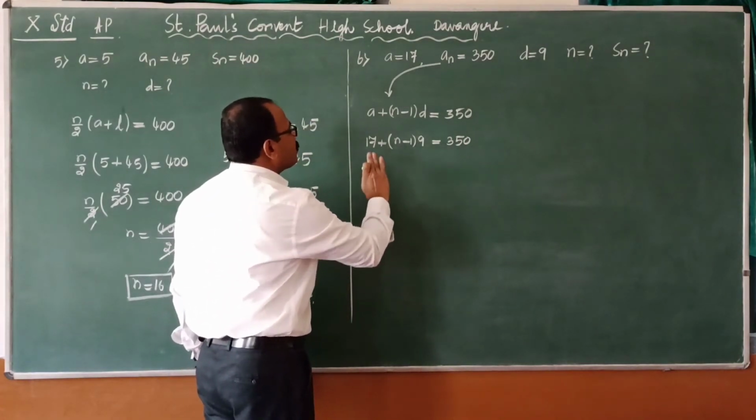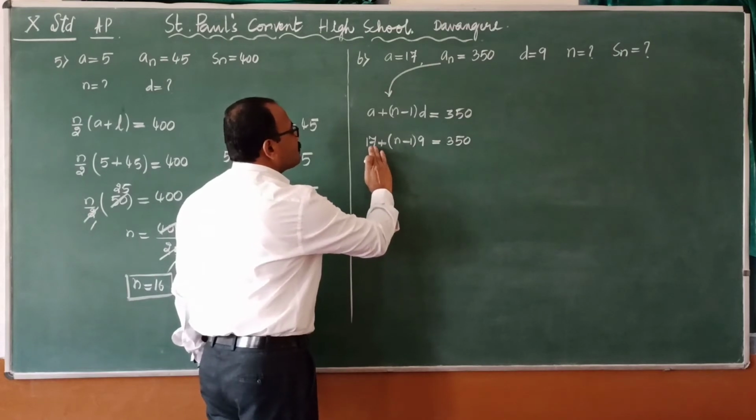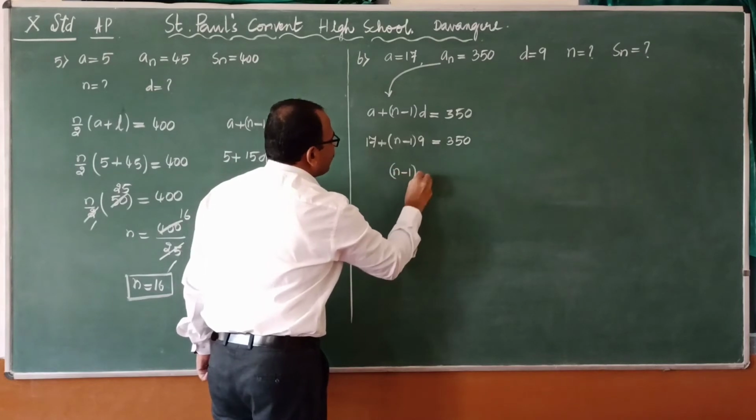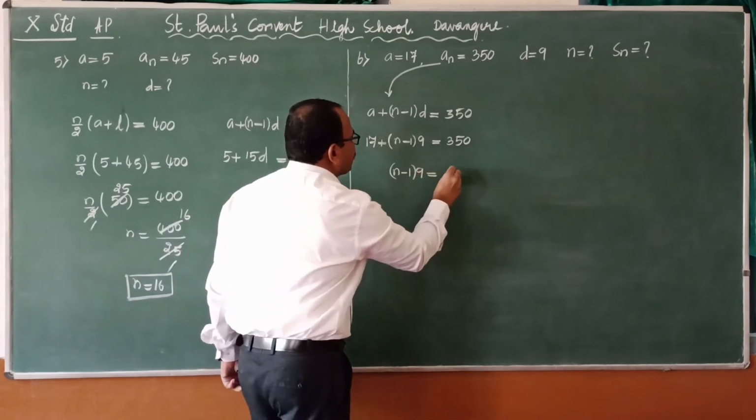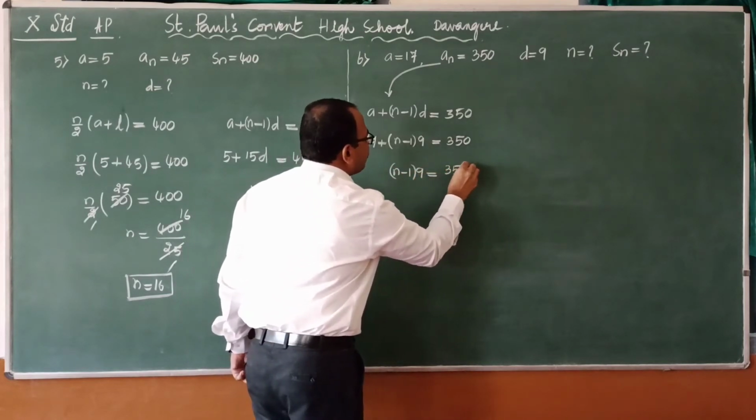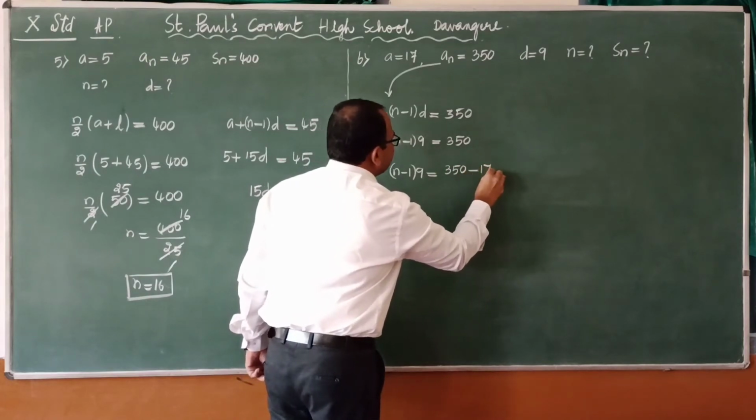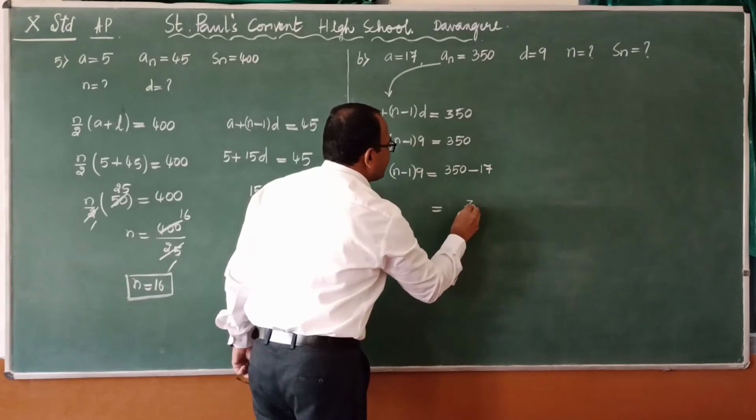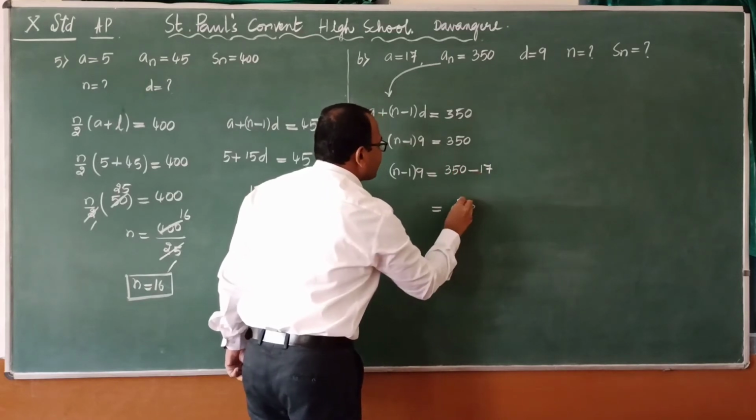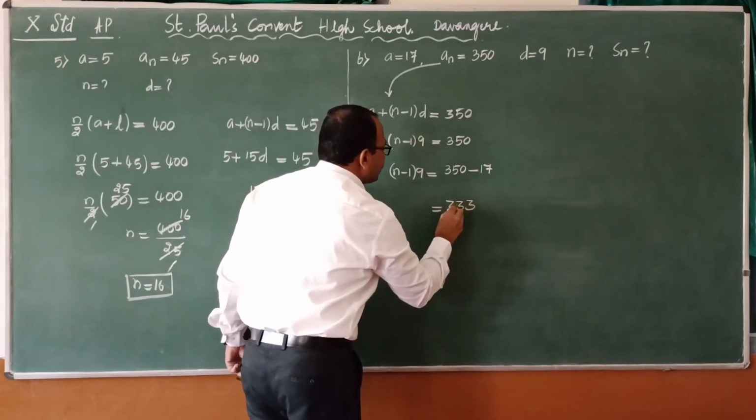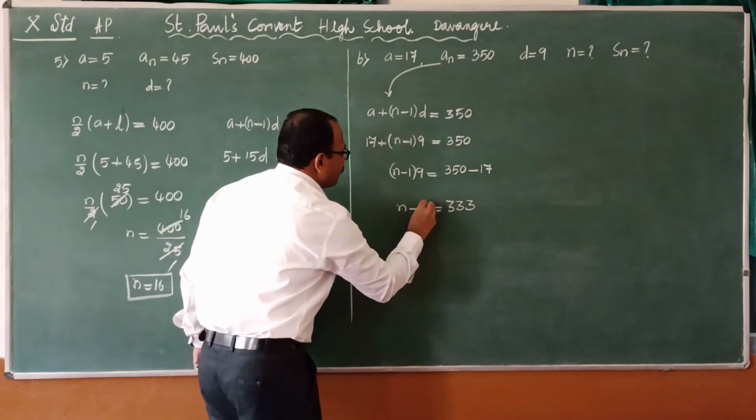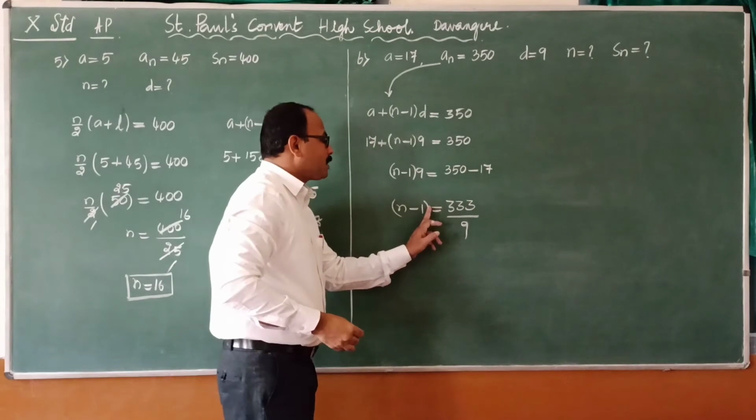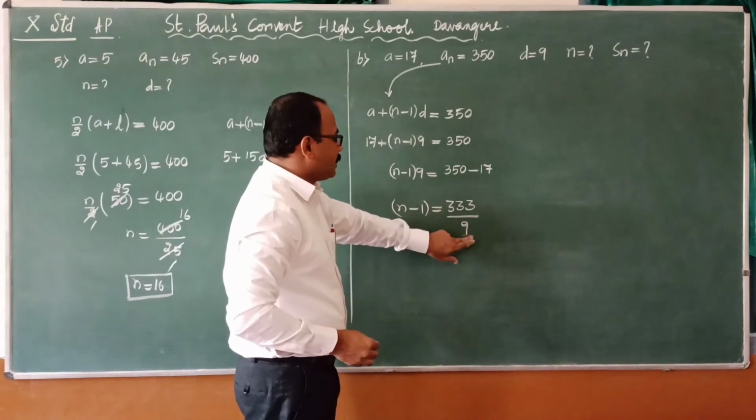Next, what shall we do? Let's cross multiply this, children. Therefore, (n minus 1) into 9 will be equal to 350 minus 17, which becomes 333. So n minus 1 equals 333 by 9, by cross multiplication.